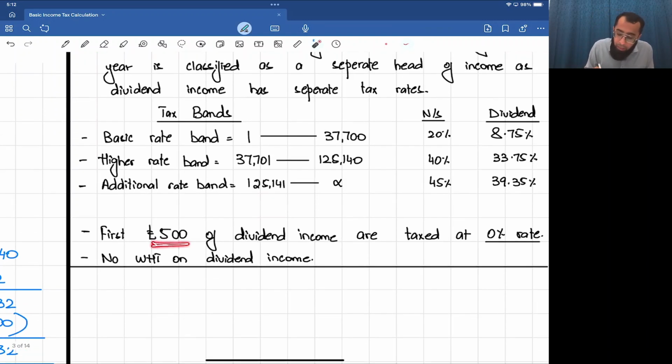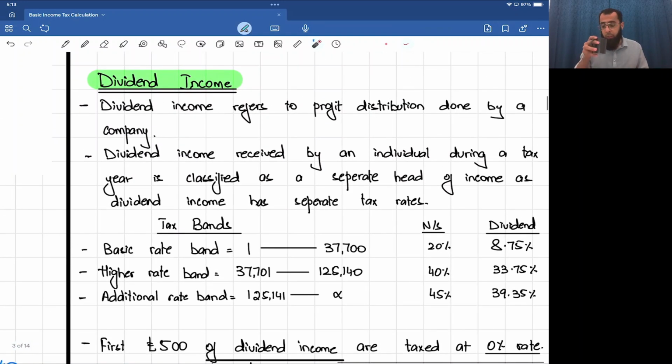First, 500 pounds of dividend income are always taxed at 0%. Whatever dividend income you have, the first 500 pounds in the tax year are always taxed at 0% when we talk about dividend income. Now, this is something different. It wasn't in the non-saving income. And on dividend income, there is no withholding tax. Like in real estate investment trust, there was withholding tax, advance tax of 20%. On normal dividend incomes, there is no withholding tax.